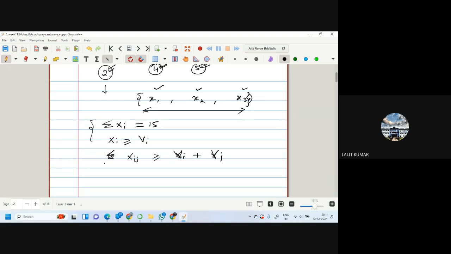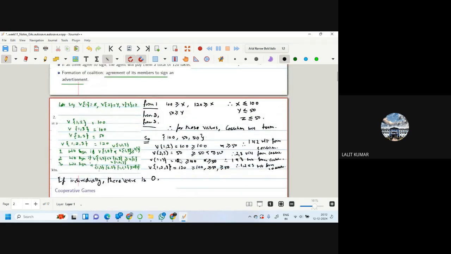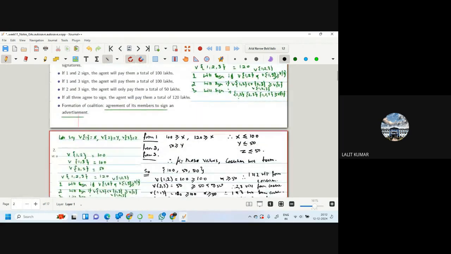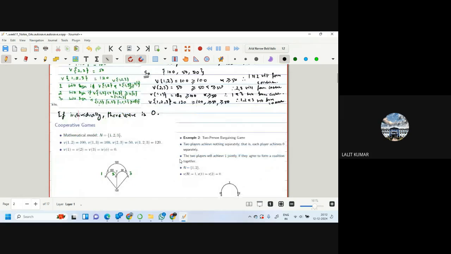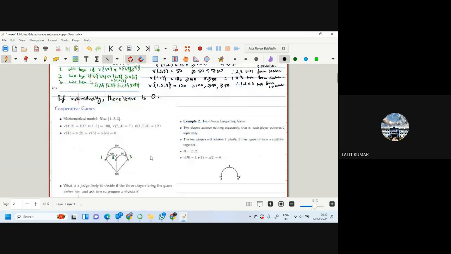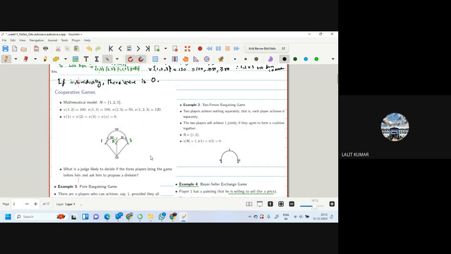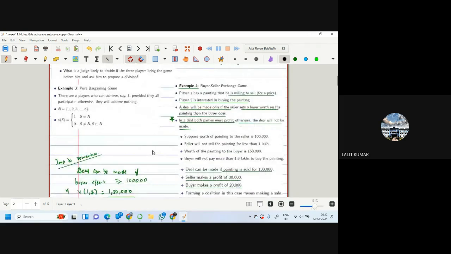Plus 2, x1 and x2, they will do the collision only if they are getting a benefit which is more than 6. So these were the basics again, which I wanted to cover. There are some examples I have taken straight away from this, and these are the cooperative games. So these are the values, how to find them.